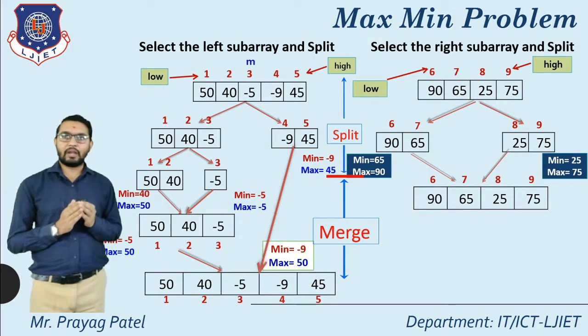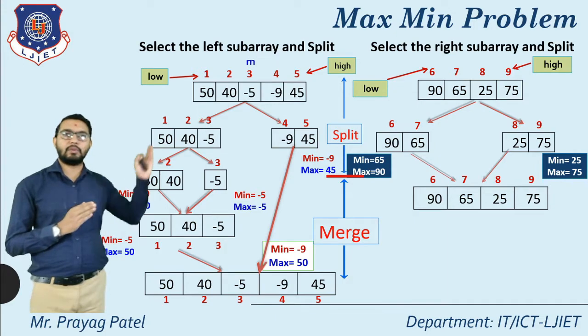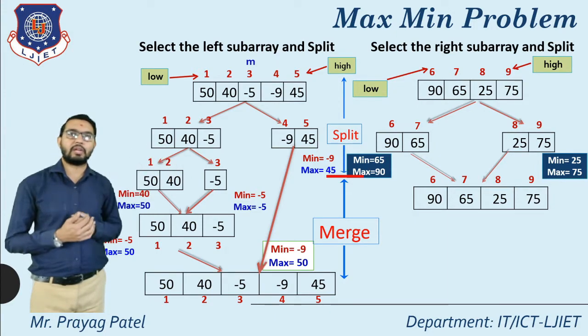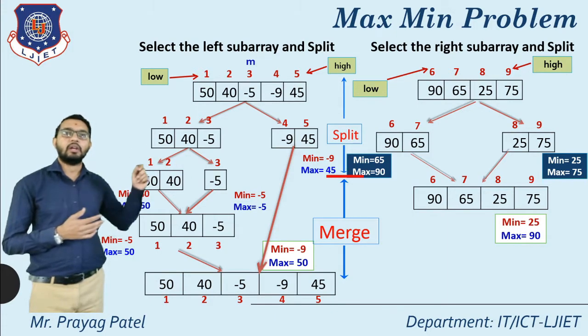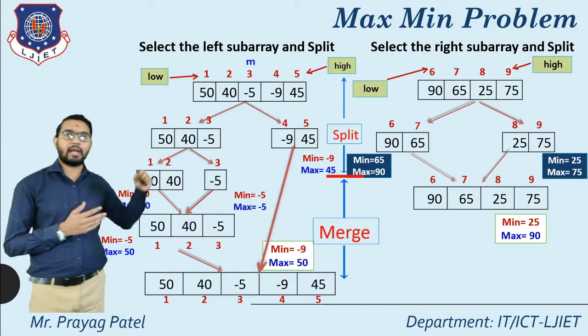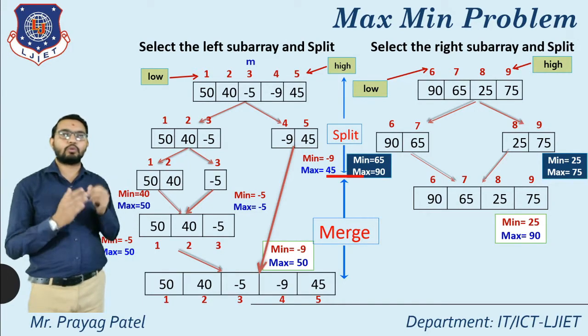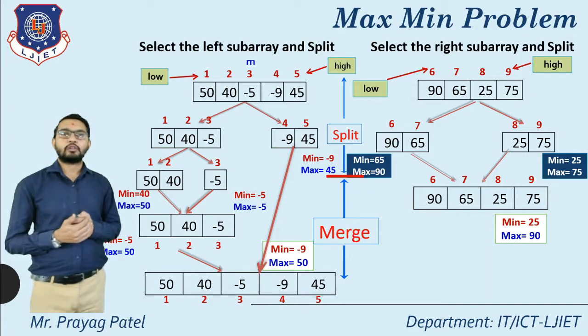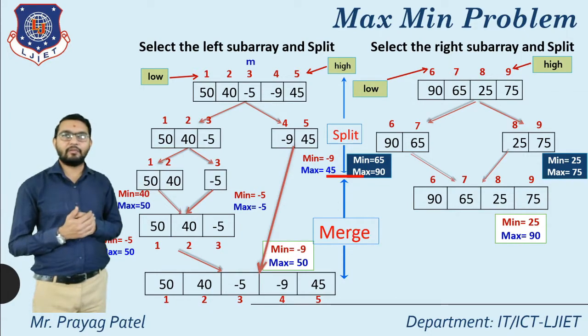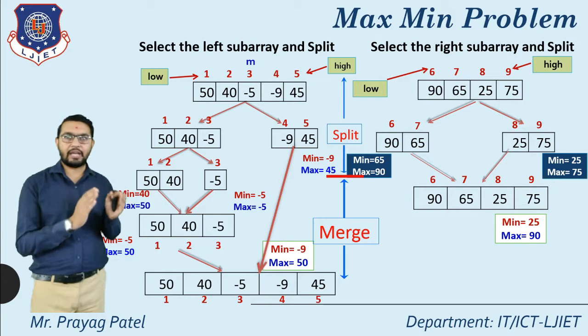Now what is the minimum value? Compare the two minimum values. First minimum is 65 and second minimum is 25. So minimum equal to 25. Now first maximum equal to 90 and second maximum equal to 75. So maximum equal to 90. So this is the final minimum and maximum value for the location 6, 7, 8, 9.